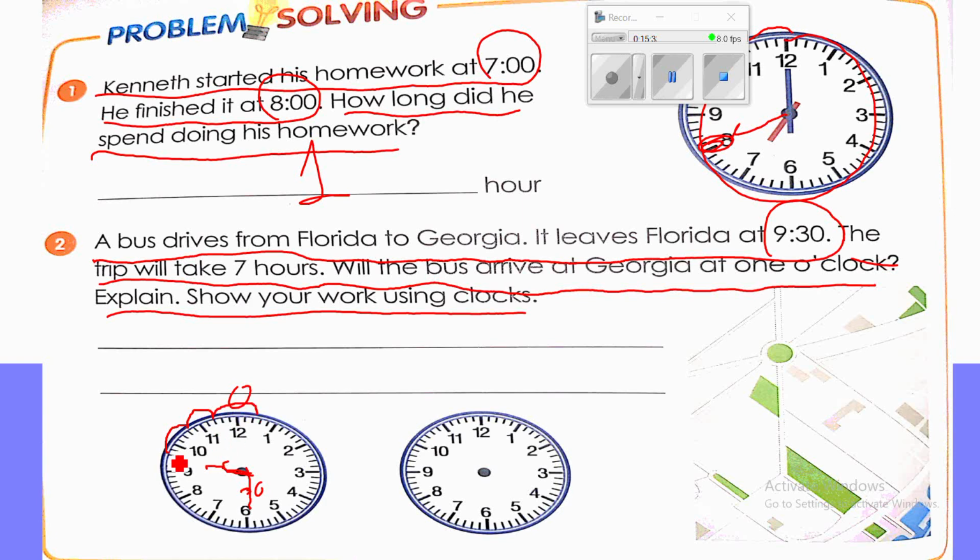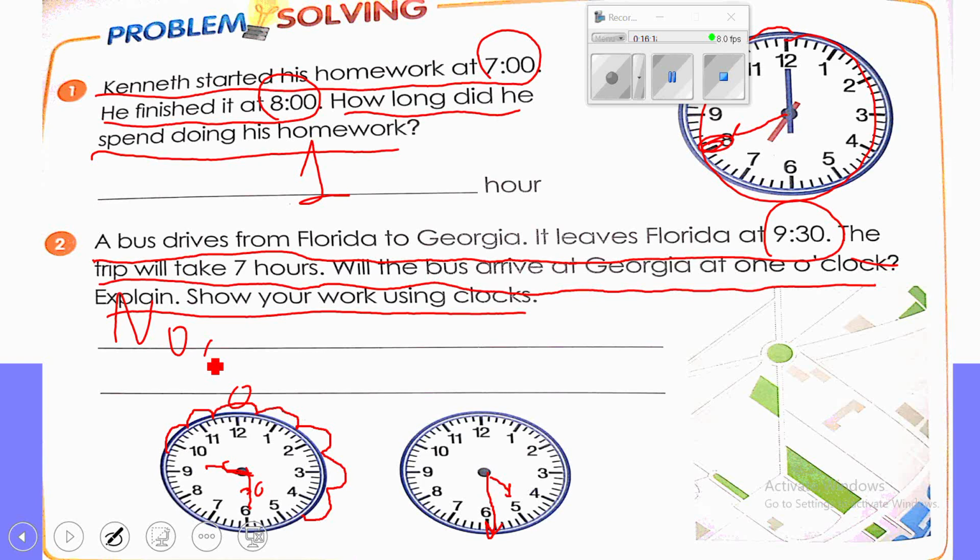This is 1, 2, 3, 4, 5, 6, 7. So the hour hand should be, perfect, between 4 and 5. And the minute hand doesn't move because I need only 7 hours. So let's read again. Will the bus arrive at Georgia at 1 o'clock? Is this 1 o'clock? No. It arrives on which one? In which time?